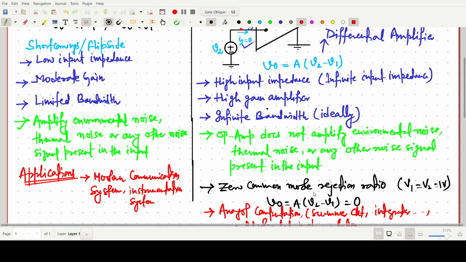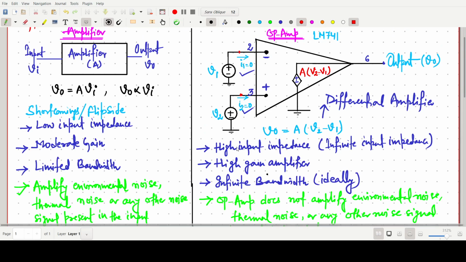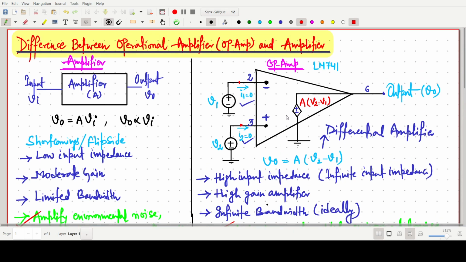So these are the few points we have to remember. The basic differences: the amplifier has low input impedance, but the op-amp has high input impedance. The amplifier has moderate gain, but the op-amp is a high gain differential amplifier. The amplifier has limited bandwidth, while the op-amp has ideally infinite bandwidth. The major one is that an amplifier may amplify the noise signal, but the op-amp circuit does not amplify the noise signal. So this is all about the simple differences.